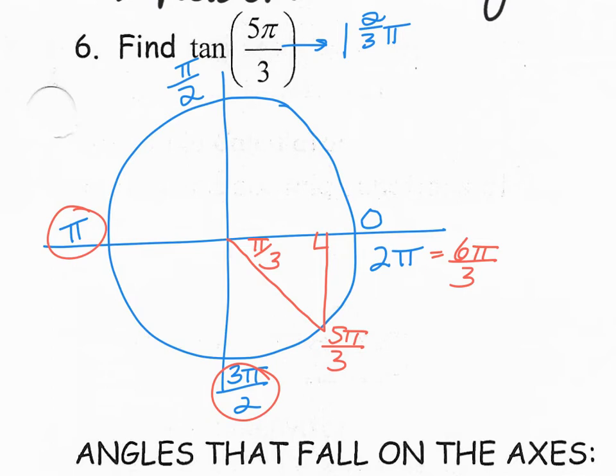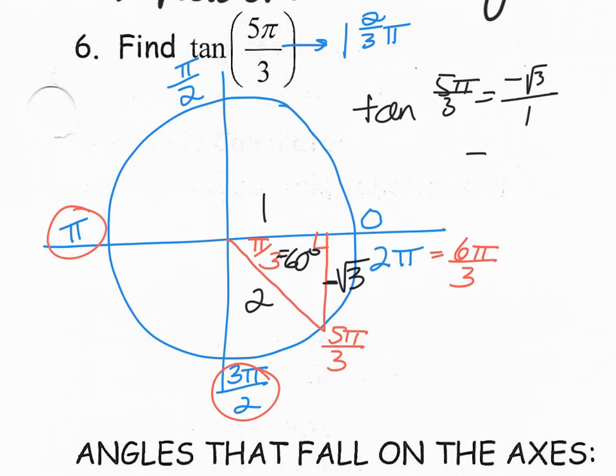So the reference angle is pi over 3. And it might be a little bit easier to think about in degrees. Pi over 3 is the same as 60 degrees. So here's my 30, 60, 90 again, and I'm going to label it with a 1, a root 3, and a 2. And again, the y value is negative. So tan 5 pi over 3 is opposite over adjacent, or just negative root 3.